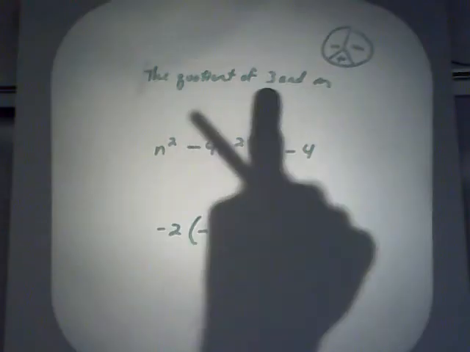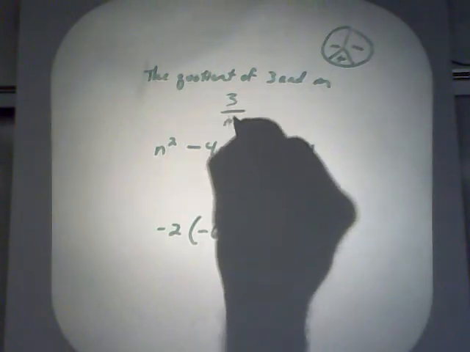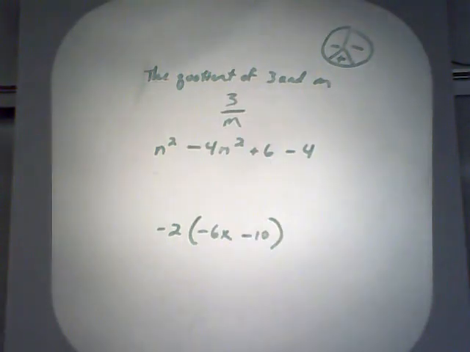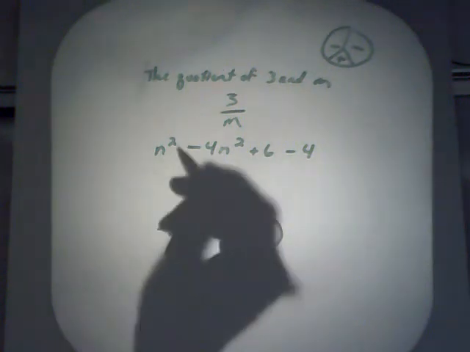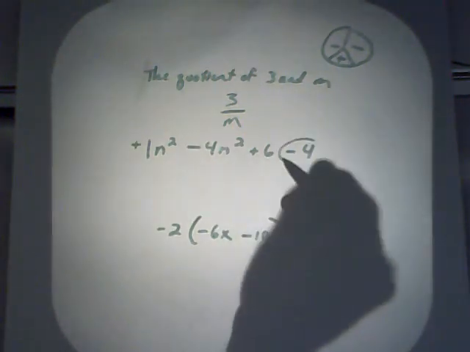Okay, the quotient of 3 and m. Did we get that? Quotient of 3 and m. You'll always get it in the right spot. Okay, do I have any lonely letters? Yes. Do I have any missing signs? Yes. Let's circle my terms.